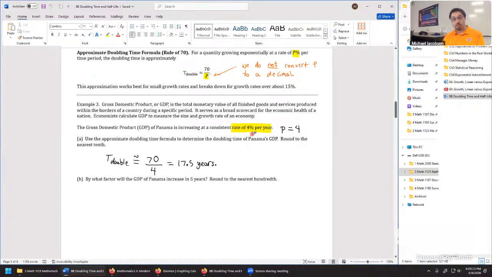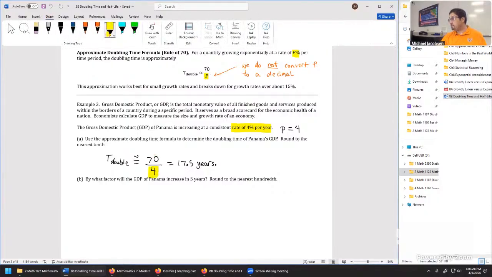They are growing at a consistent rate of 4% per year. So if they continue to grow at that rate, p is 4. All we've done is taken off the percent symbol, divided 70 by that value 4, and that gave us 17.5 years. So we're estimating if they stay growing at that consistent rate, the economy is essentially doubling its size every 17 and a half years. So that's where we were right at the end of class on Wednesday.